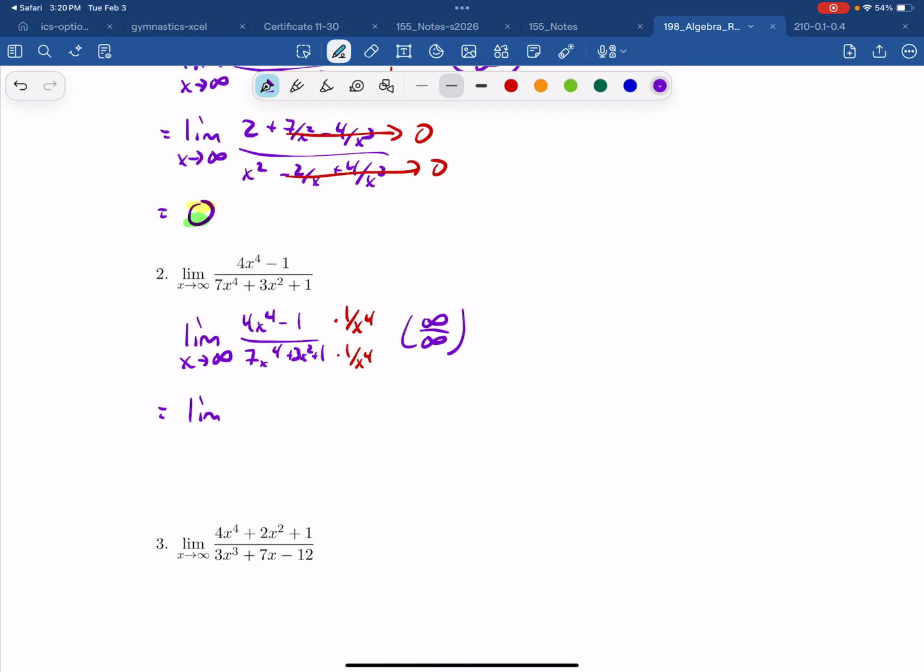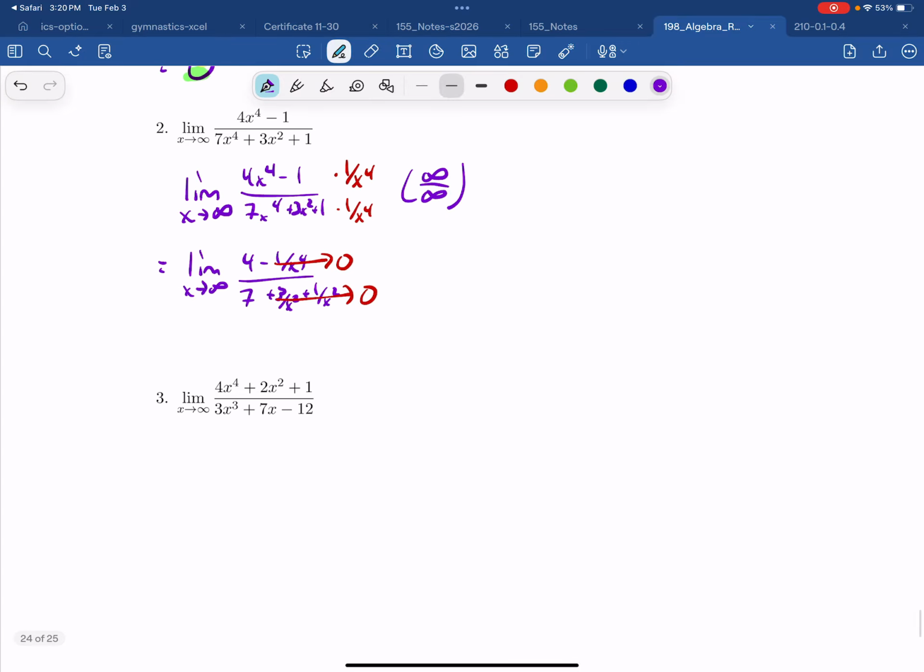Well, we get the limit as x approaches infinity of 4 minus 1 over x to the 4th, all over 7, oh, I guess it's just 7, right? Plus 3 over x squared plus 1 over x squared. Again, notice these guys go to 0. These guys go to 0, and we're just left with 4/7, and that's our answer, 4/7. So note that when the degree on the top was the same as the degree on the bottom, we had just the ratio of the coefficients.